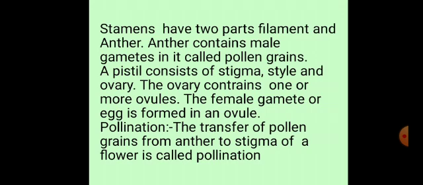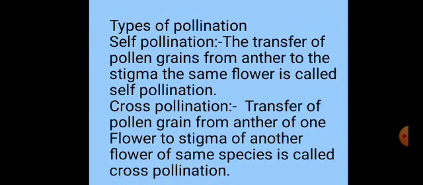What is pollination? The transfer of pollen grains from the anther to the stigma of a flower is called pollination. As students, we know that the male gametes are present inside the anther. The stigma is the female reproductive part, the tip of the pistil. From the anther to the stigma, the pollen grains are reached. This process is called pollination. How do they transfer? We will discuss. There are two types of pollination.